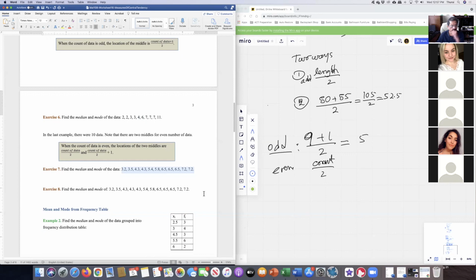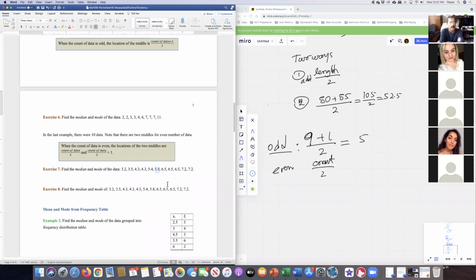The median is 6.5 and the mode is 5.8. Okay, I think you switched the names. Yeah, the mode is 6.5 and the median is 5.8. Right, that's correct.